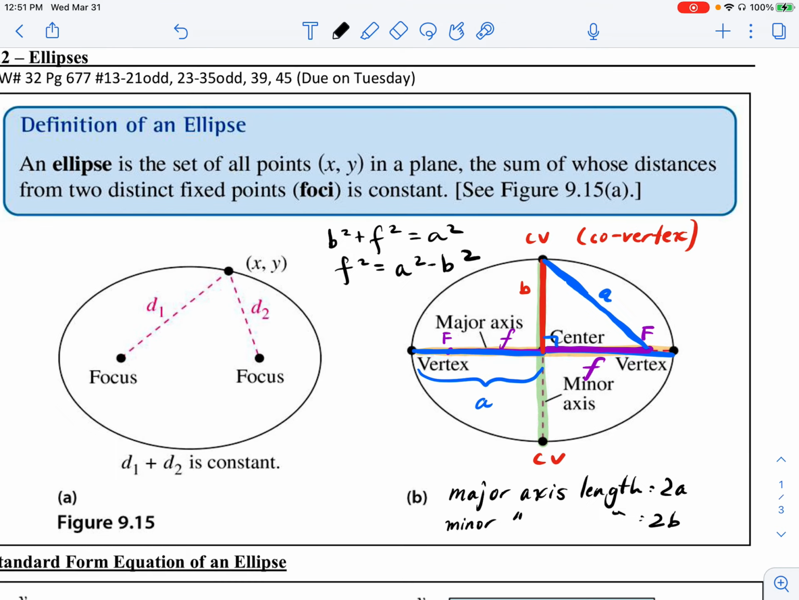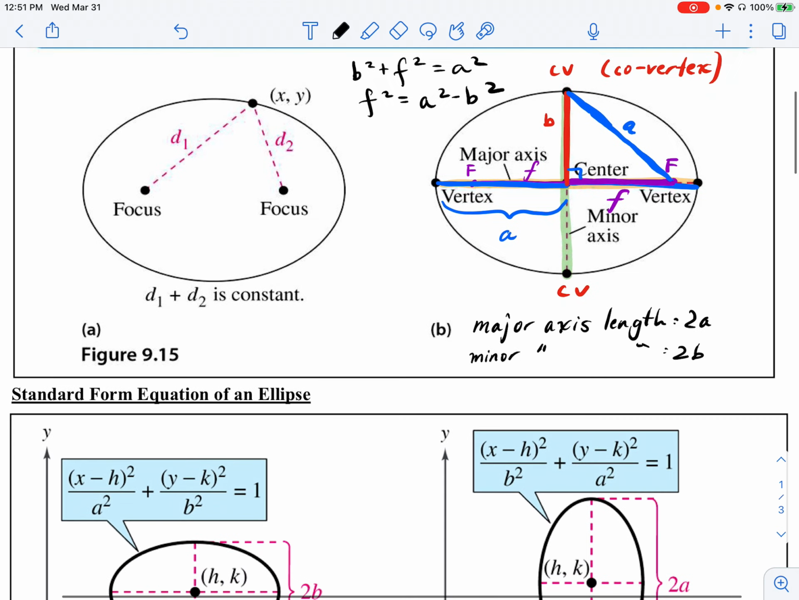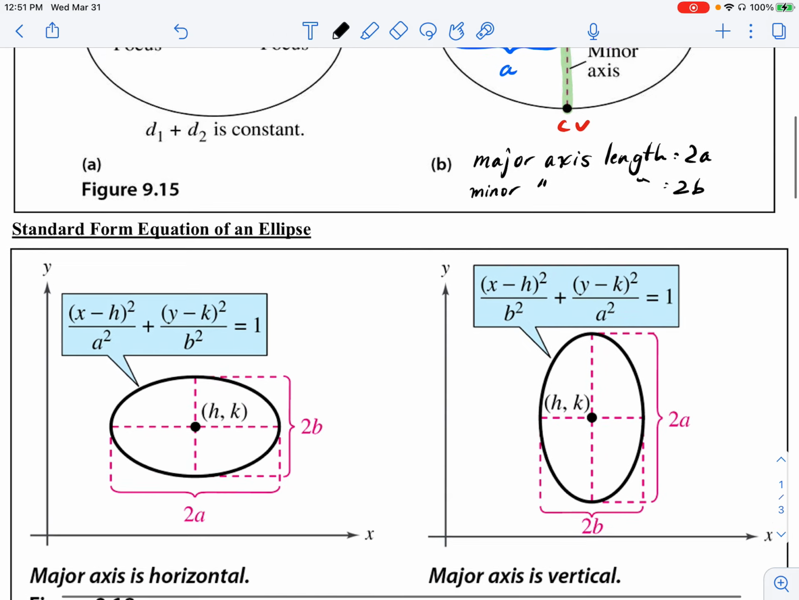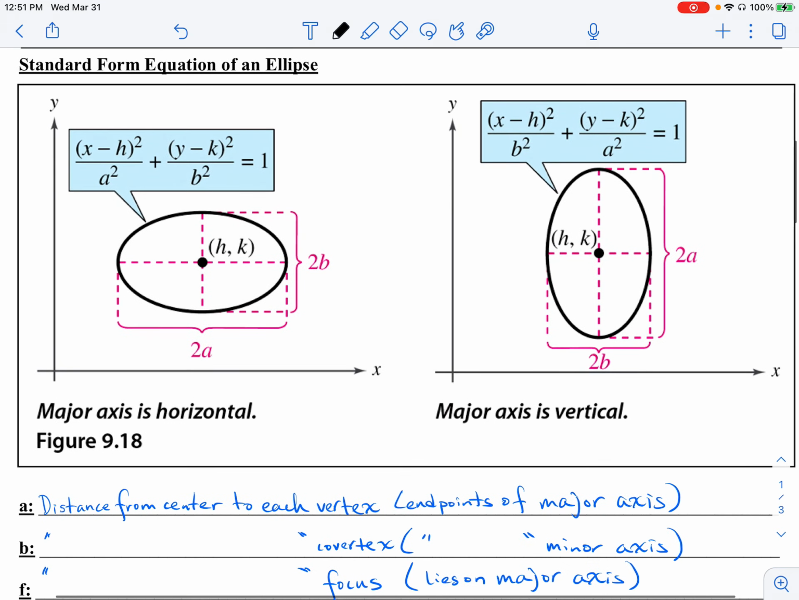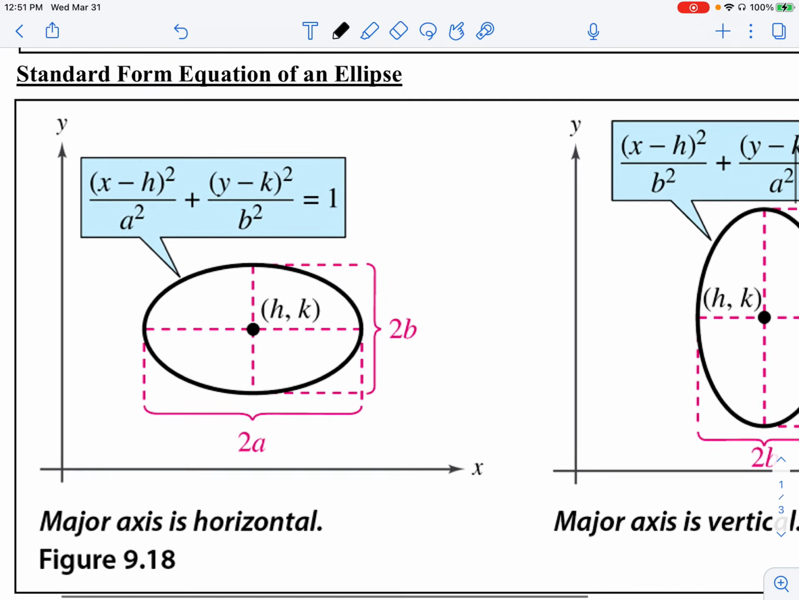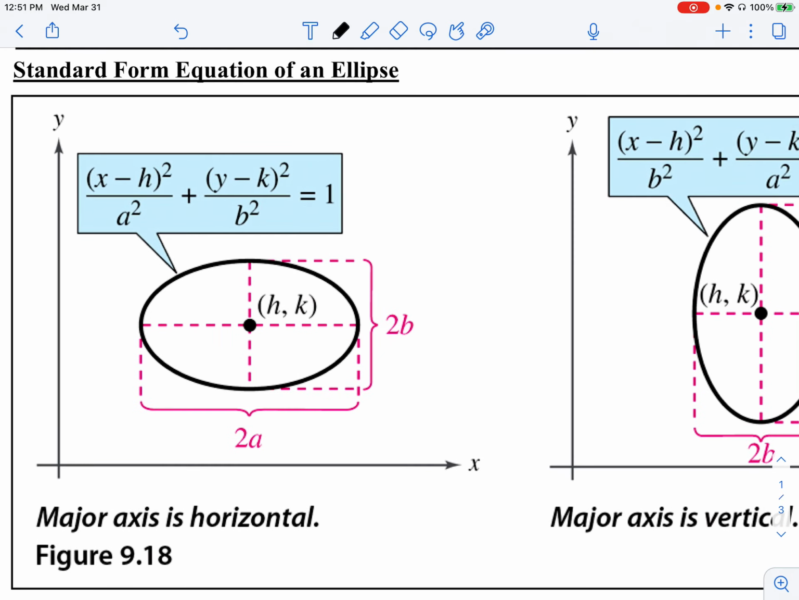So now that we have those defined, let's go ahead and break down the standard form equation of an ellipse. Let's take a look at this first one over here. Let's just take a look at this equation. You'll notice that it looks really similar to what we have seen previously. It actually looks a lot like that of a circle. If you recall, a circle has x minus h squared plus y minus k squared is equal to r squared.